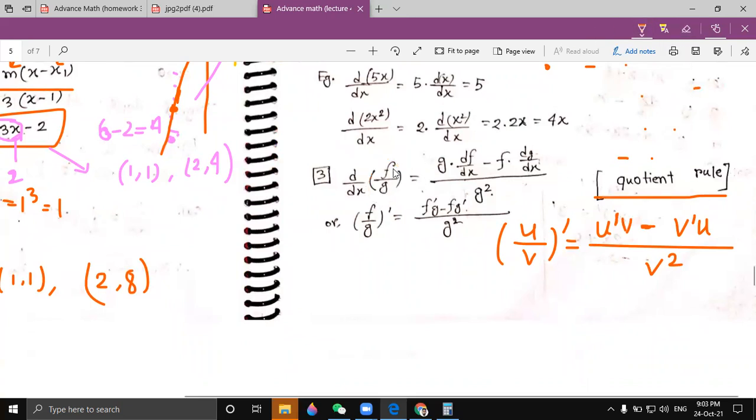Like you can see here, this is two functions, d/dx of f by z. So we firstly square the denominator, and then we keep our denominator and differentiate our numerator, and then we keep our numerator and differentiate our denominator. So you got it? Yes.